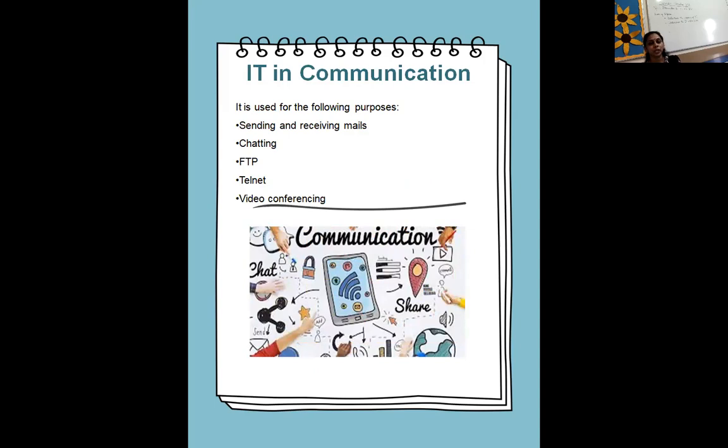IT in communication. How is IT useful in communication? Of course, in olden days, people used to write letters and then upgraded to telephonic conversation. After that emails were introduced, and nowadays it is video conferencing or chatting. One-to-one encryption is there. Face-to-face communication is possible from whichever part of the world. So chatting, sending and receiving instant messages, mails, video conferencing, these are all possible ways where IT is used in communications.